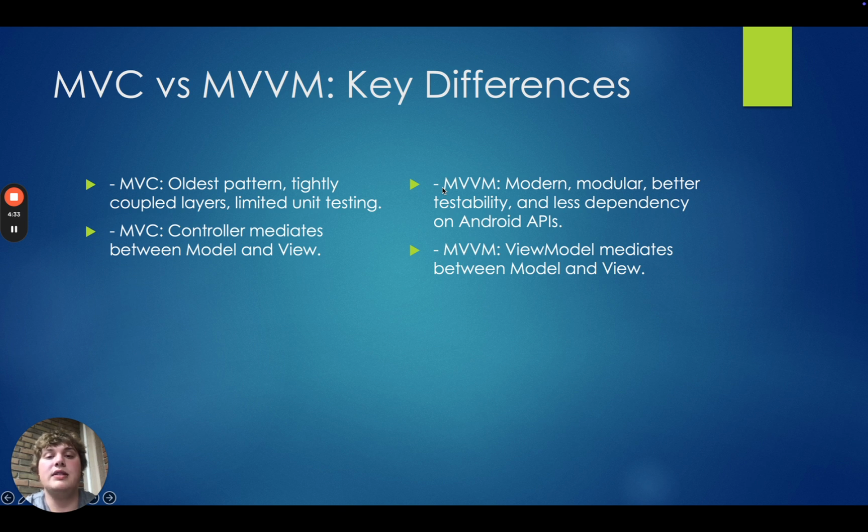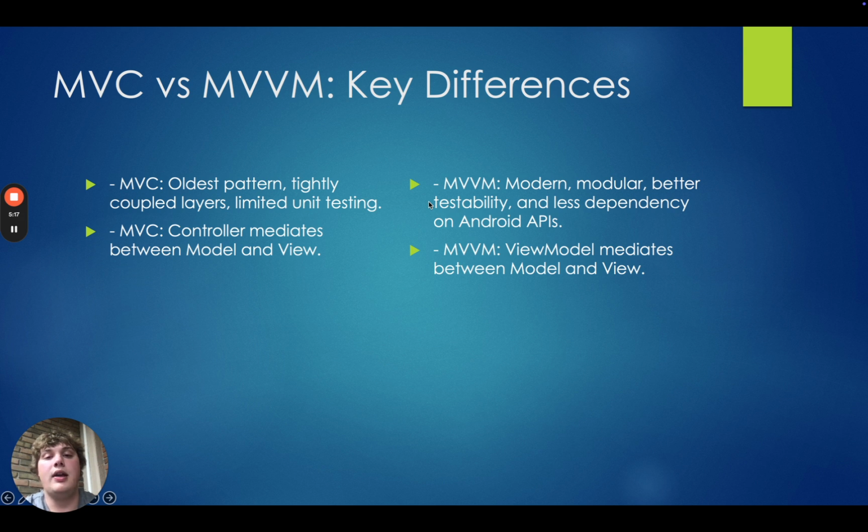Decoupling. MVC's tight coupling makes it harder to modify and maintain applications, especially as they grow. MVVM promotes a clearer separation of concerns with loosely coupled components. Testability. Testing MVC can be challenging because of its reliance on Android APIs and tightly coupled logic. MVVM's separation of the view model makes unit testing much easier, as you can test data transformation and business logic without involving the UI. Dependency on Android APIs. MVC heavily depends on Android APIs, which can limit portability. MVVM reduces or eliminates this dependency, making it more versatile and robust.